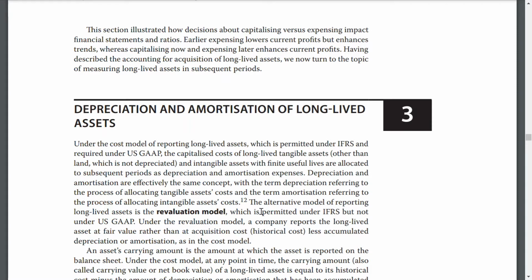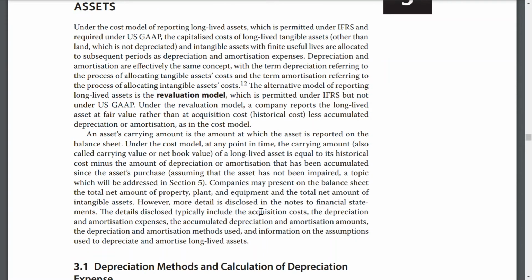The alternative model of reporting long-lived assets is the revaluation model, which is permitted under IFRS but not under US GAAP. Under the revaluation model, a company reports long-lived assets at fair value rather than at the acquisition cost less accumulated depreciation or amortization as in the cost model. An asset's carrying amount is the amount at which the asset is reported on the balance sheet. Under the cost model, at any point in time, the carrying amount of the long-lived asset is equal to the historical cost minus the amount of depreciation or amortization that has been accumulated since the asset's purchase.